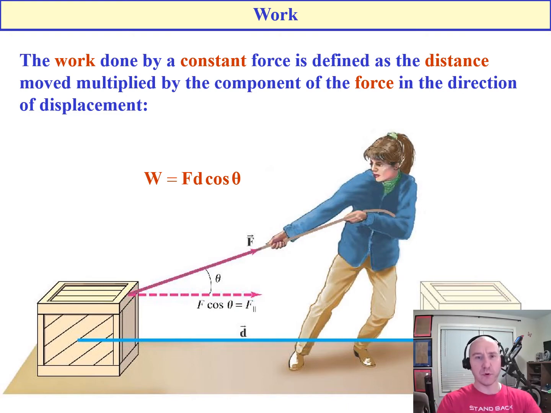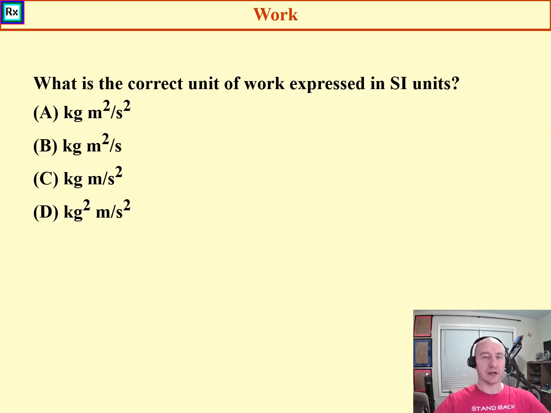The amount of work we put into the system: if we get a positive work, that means we're putting energy into the system. If we do negative work, that means we're taking energy out of the system. All right, so what are the correct units for work expressed in SI units? Go ahead and answer this.